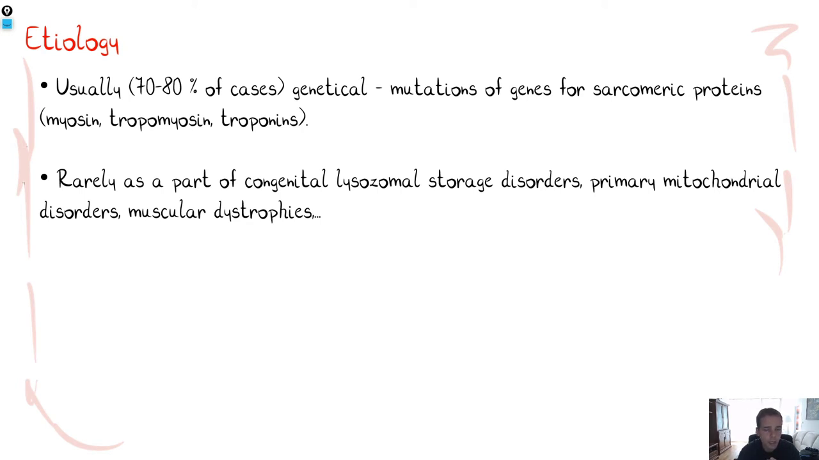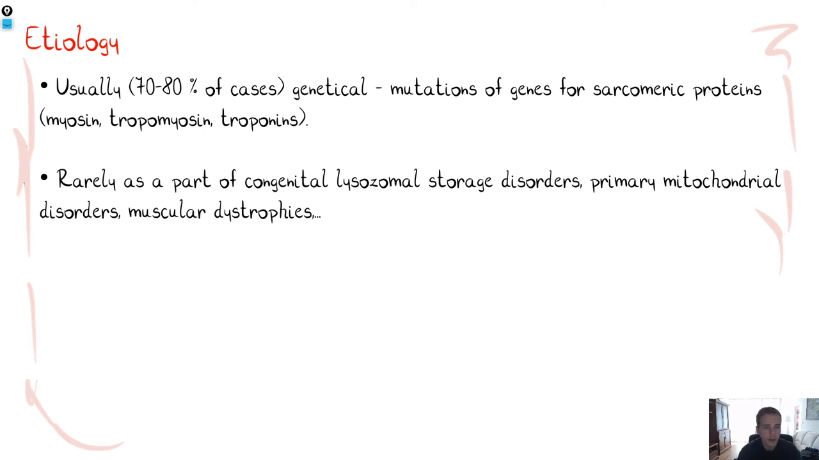But it is not a 100% rule. There is some sort of overlap. Some mutations that are typical for hypertrophic cardiomyopathy can be found also in dilated cardiomyopathy and in reverse. Generally speaking, there are some mutations that are more typical for hypertrophic cardiomyopathy, which are usually genes for sarcomeric proteins, and there are some that are more typical for the dilated one, which are usually genes for cytoskeletal proteins. But there is some sort of overlap.